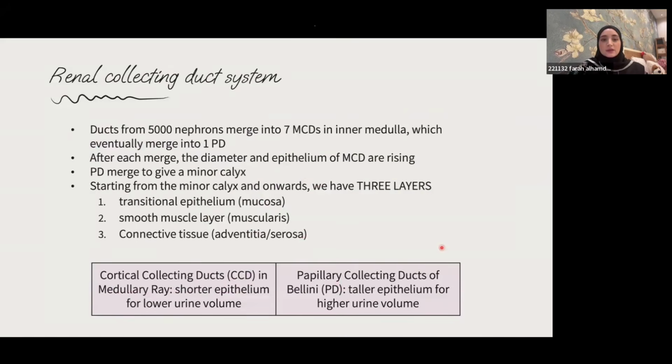Okay, so here's the renal collecting duct system. As I mentioned earlier, we have 5,000 nephrons. They merge into 7 medullary collecting ducts in the inner medulla, which eventually merge into one papillary duct of Bellini, that one straight tube. After they merge, the diameter of the epithelium of the medullary collecting duct is rising. The diameter is rising because we need more diameter to hold more volume because the tubes are merging.